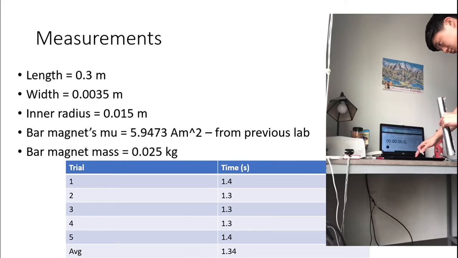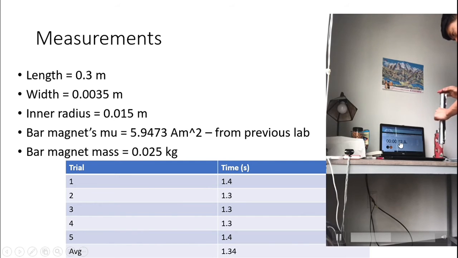Here are the necessary measurements needed for a model, which are the length, width, and inner radius of the aluminum foil, the magnet's magnetic dipole moment experimentally determined from the previous lab, and the magnet's mass. I used a compass to find which pole made the north needle repel, marked that as north with tape, and dropped the magnet south first, like so here, with the timer on my laptop helping me measure the time it takes for it to completely fall through, and found an average time of 1.34 seconds.